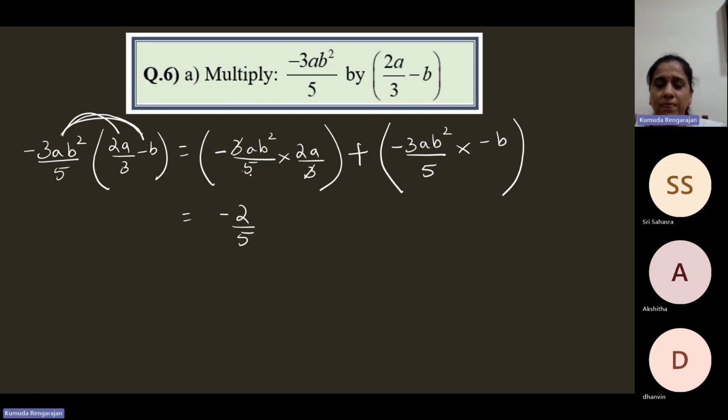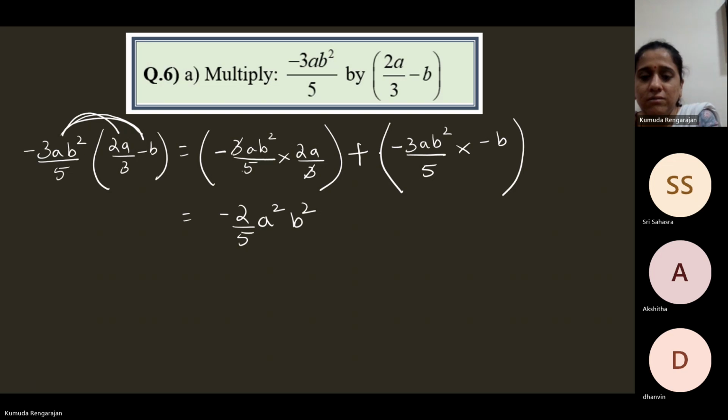Then a into a. That is a to the power 1 plus 1, 2. Then b squared. You can write this directly like this. Showing the adding of the powers is just for you to understand. You don't have to show that always. You can just write it directly like this.